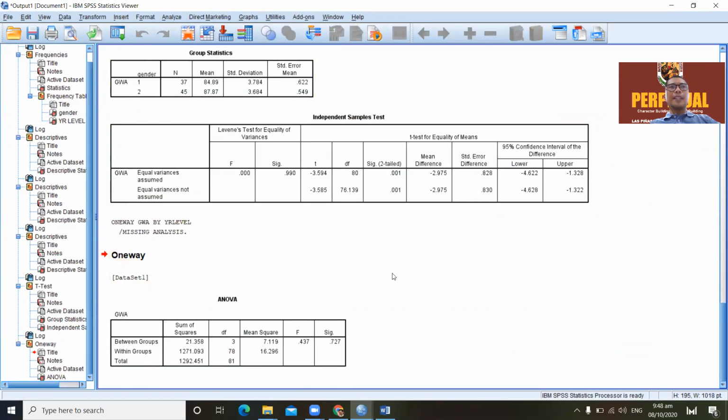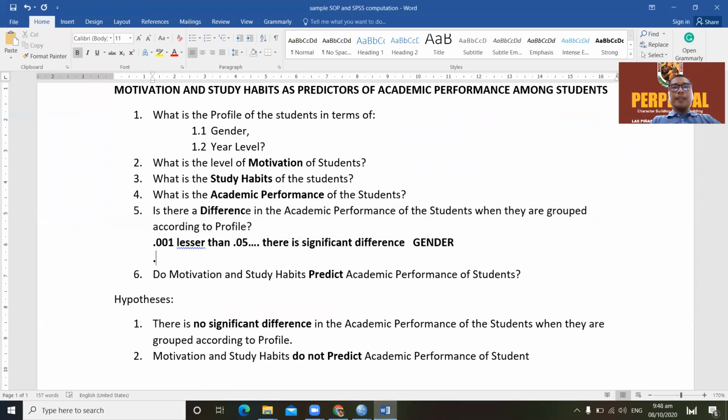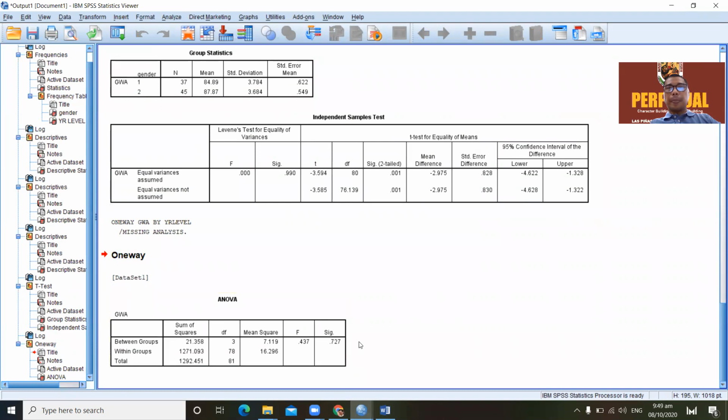When you click OK, this would be the result. It's just a very brief table. Again, you would be looking at the SIG, the data for SIG. This would also mean your p-value or the computed p-value. The score is 0.727. Let's get back here. 0.727. Am I right? Okay, this one.